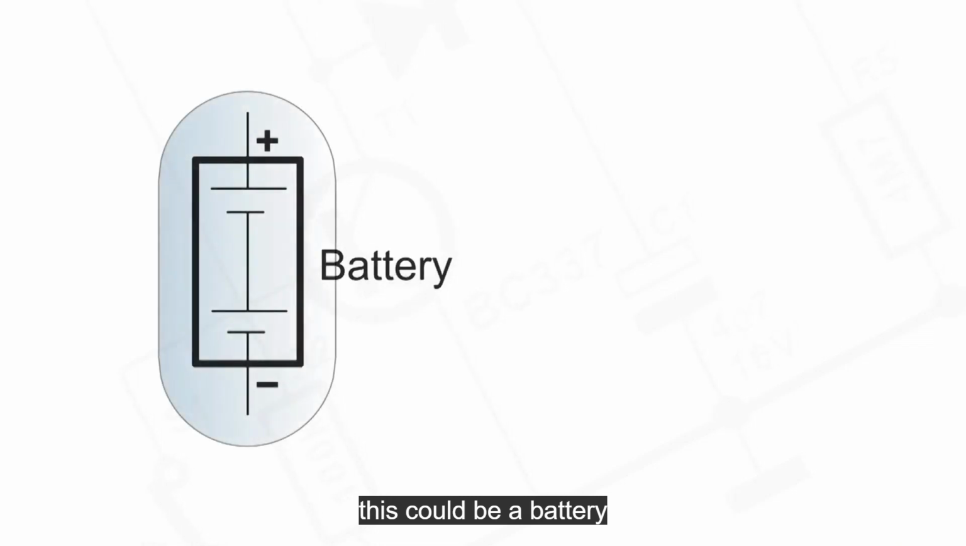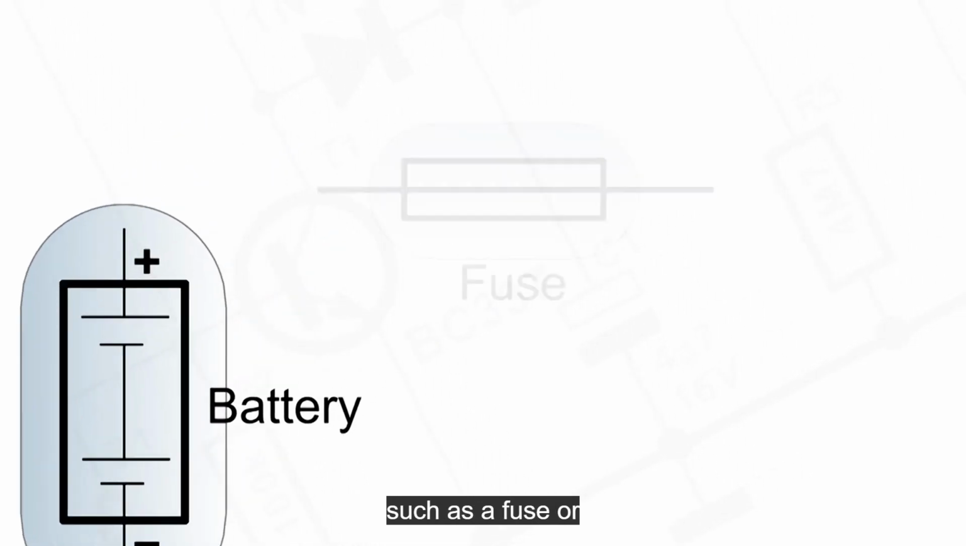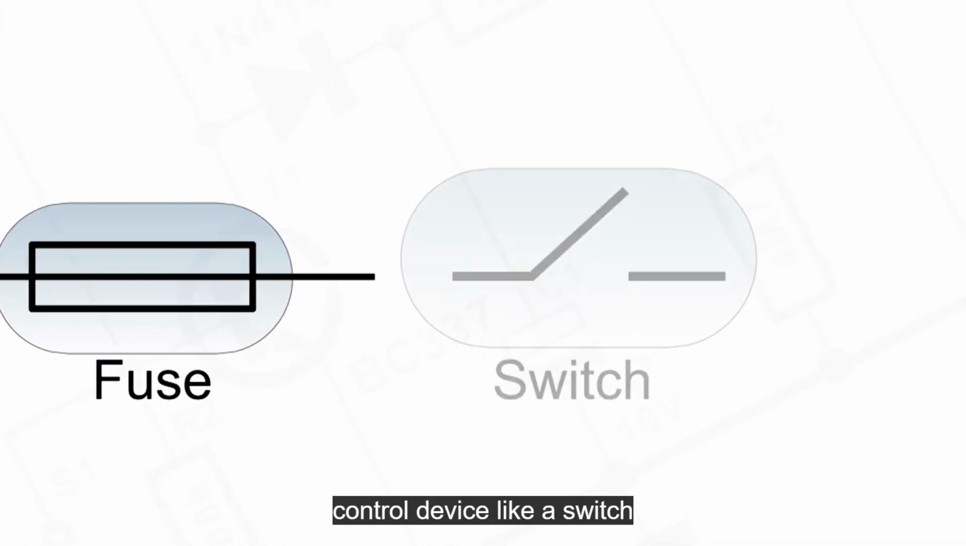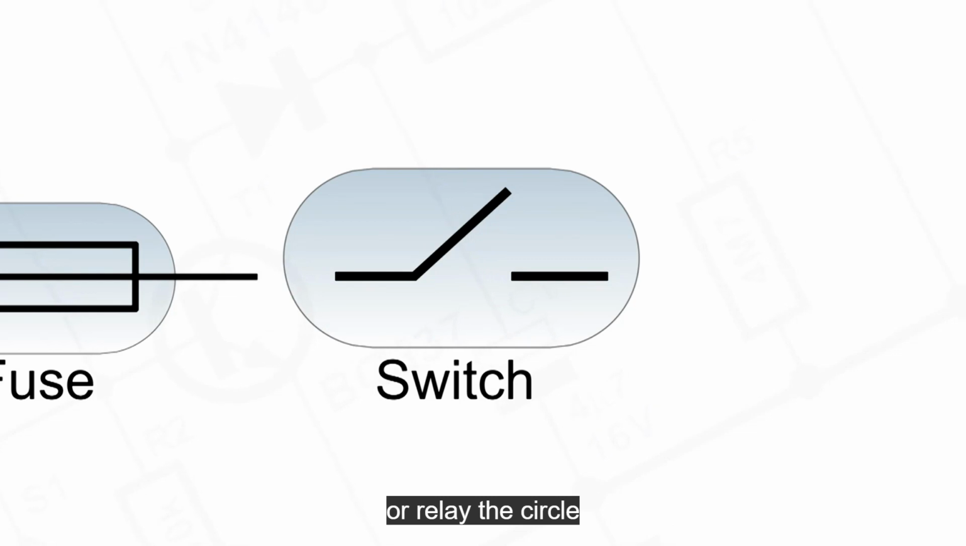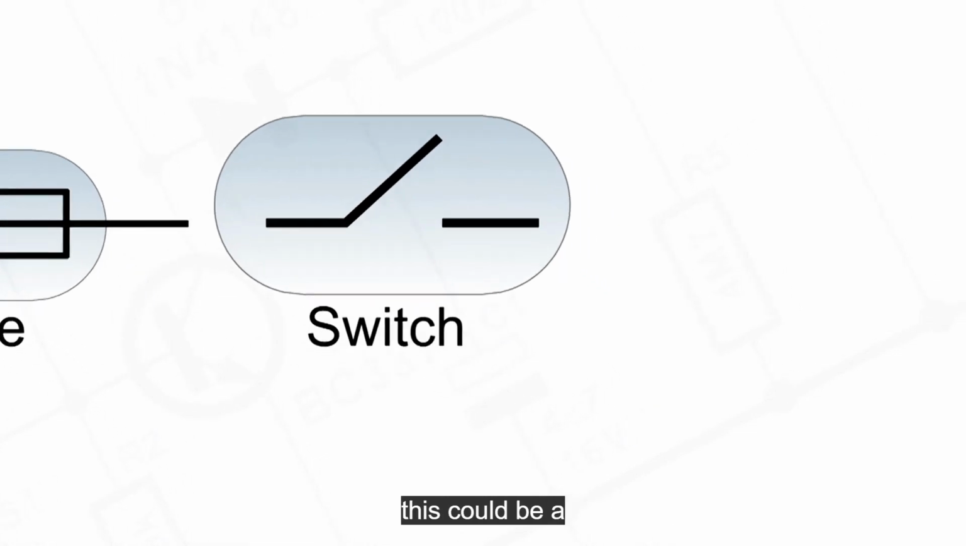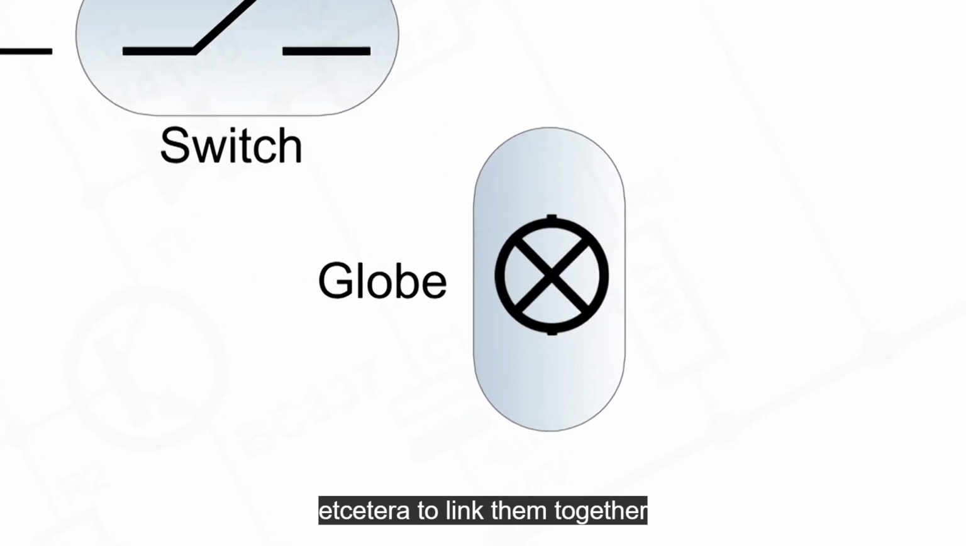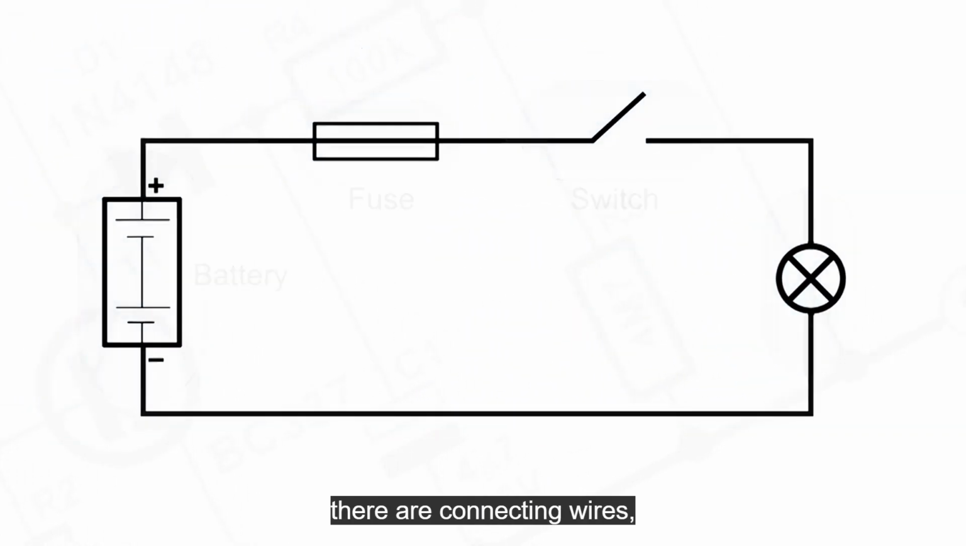This could be a battery or an alternator. There will be a protective device such as a fuse or a circuit breaker, and a control device like a switch or relay. The circuit will have an electrical load. This could be a globe, motor, etc. To link them together, there are connecting wires.